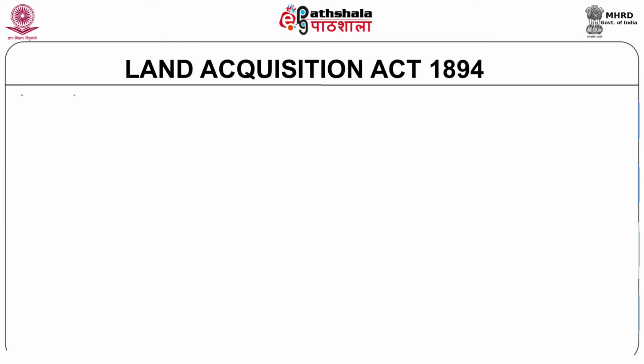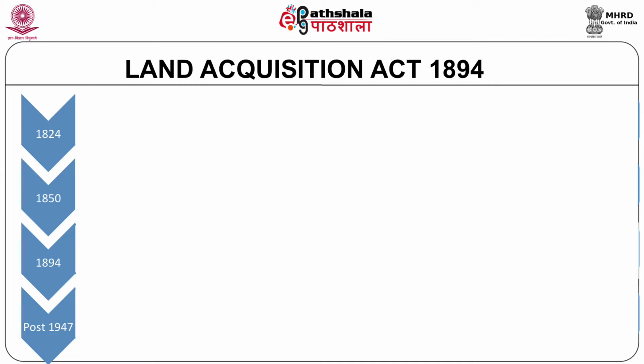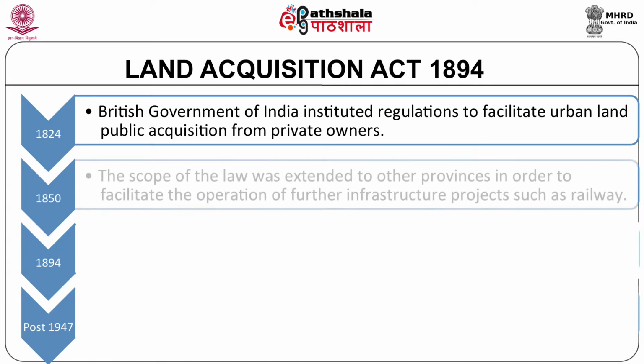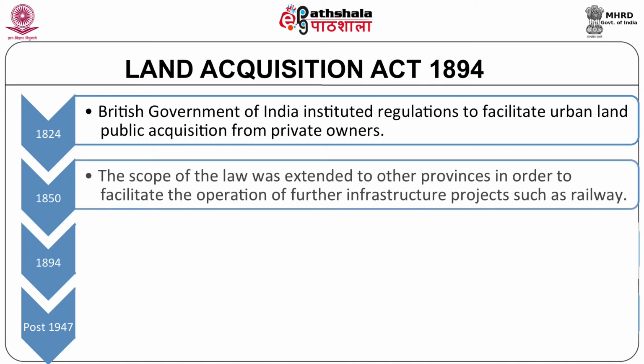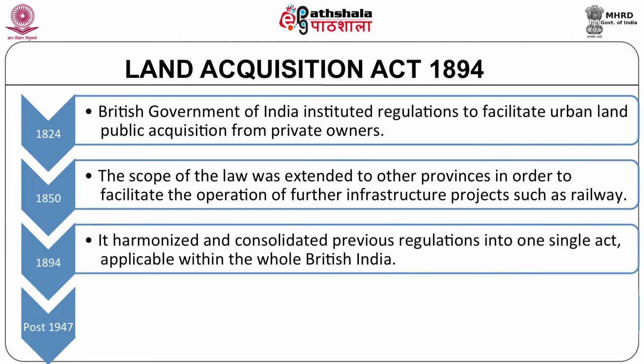We start with the Land Acquisition Act of 1894, which of course has given way to the new act, the Land Acquisition, Rehabilitation and Resettlement Act, which came later. But let us start with the Land Acquisition Act of 1894. The British government in India constituted the regulations to facilitate public acquisition of urban land from private owners, and the scope of the law was extended to other provinces in order to facilitate further infrastructure projects such as railway tracks, etc. It harmonized and consolidated previous regulations into one single act applicable within the whole of British India.